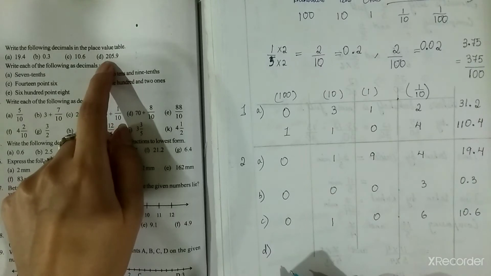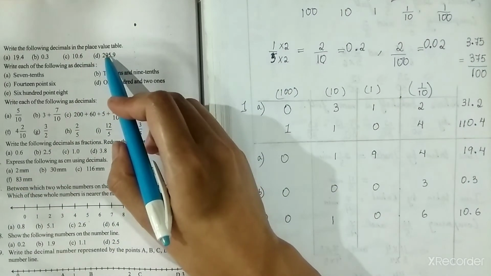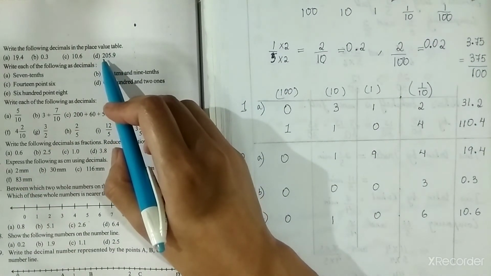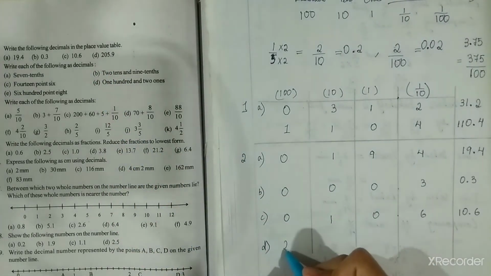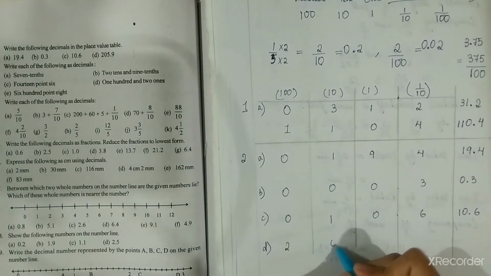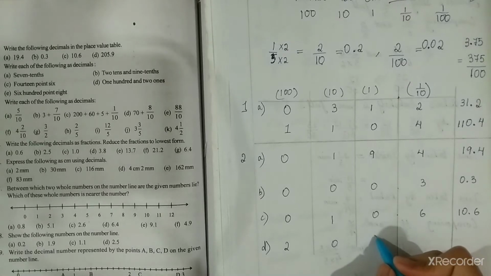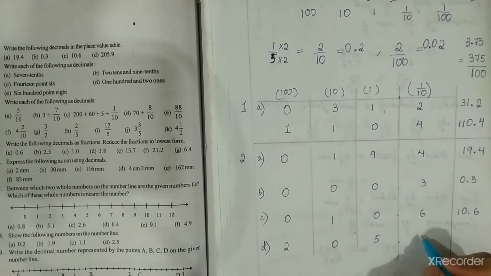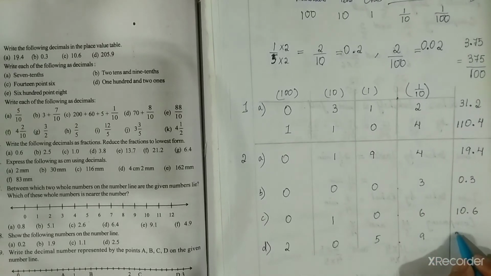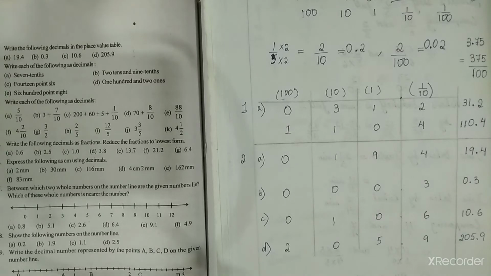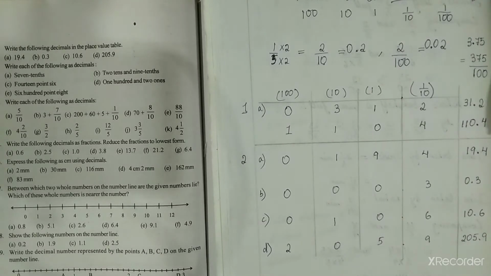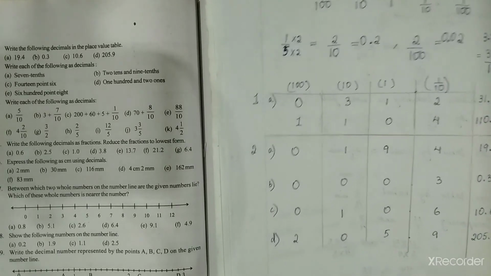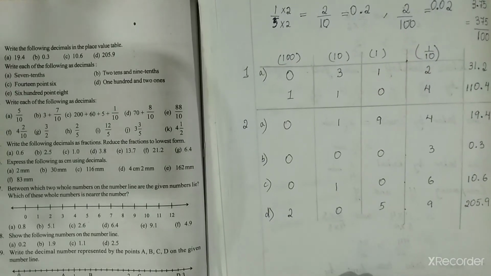Ones, tens, hundreds. 2 is in the hundreds place. 0 is in the tens place. 5 is in the ones place. And 9 is in the tenths place. So I get 205.9. Hope you understand. Now let's go on with question number 3.